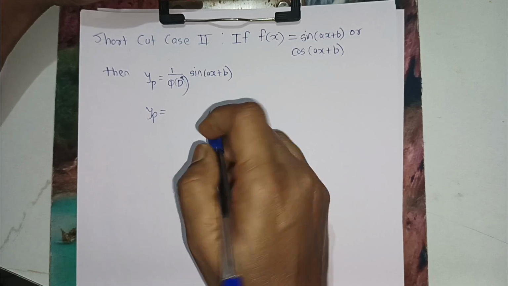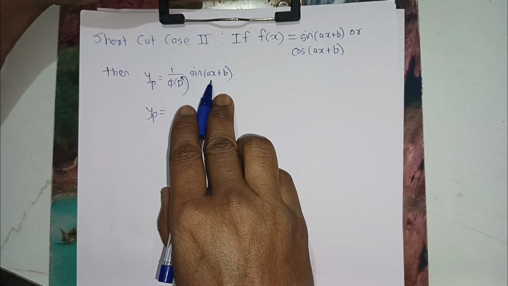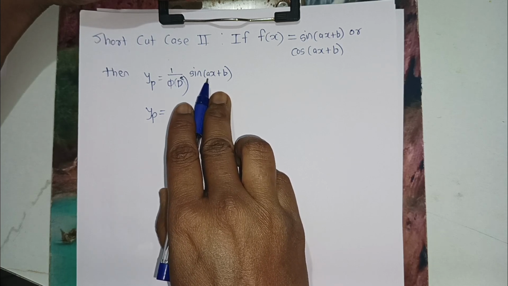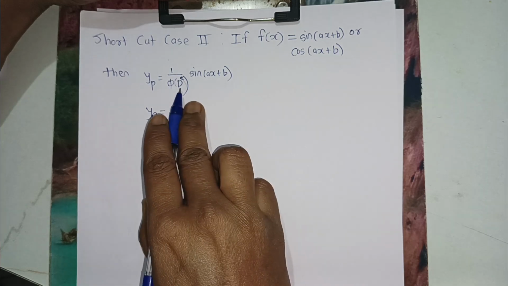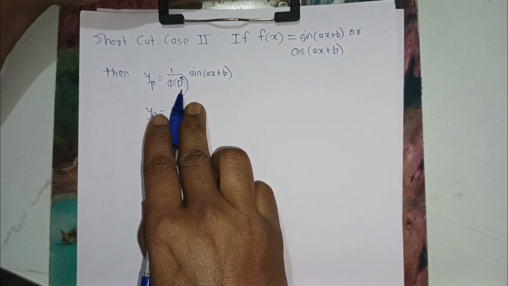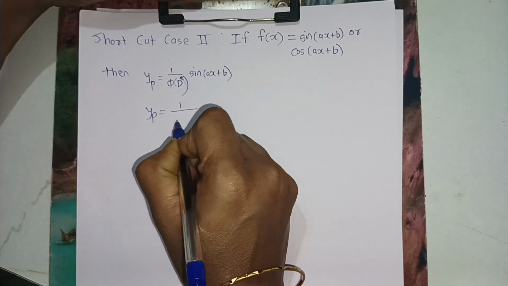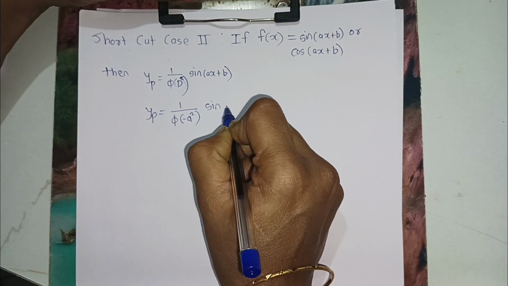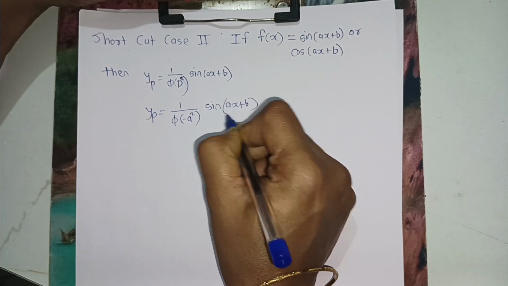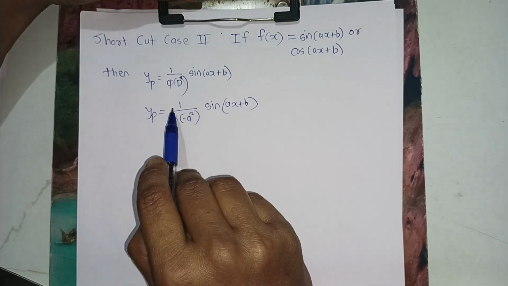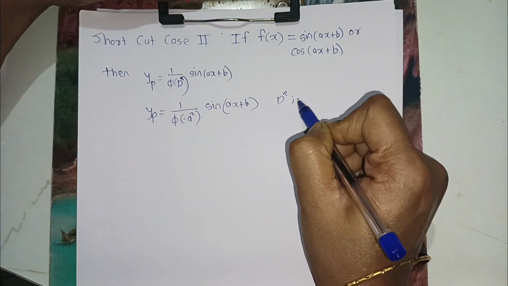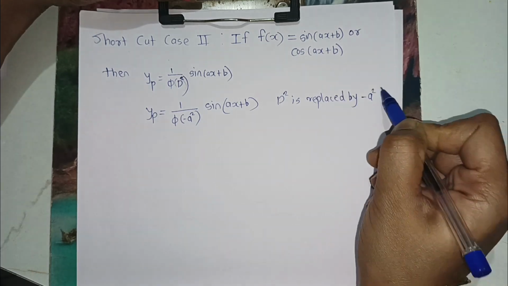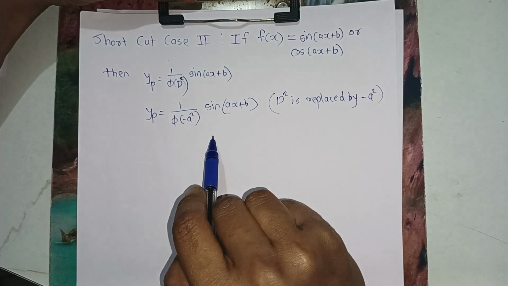So in the example you have to compare the angle of sine with the particular angle in your problem, and find the value of a. Then after finding the value of a, you have to replace D square by minus a square. So phi of minus a square, sin(ax+b), this is your answer. This means D square is replaced by minus a square. If you have cos, then we do the same thing.